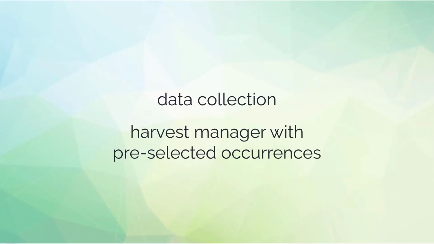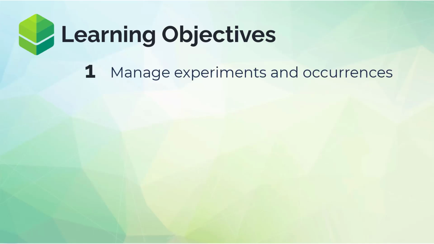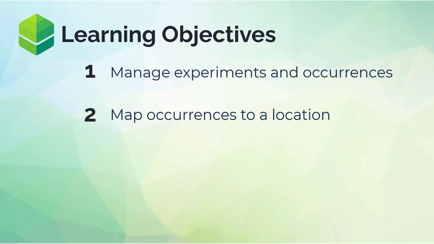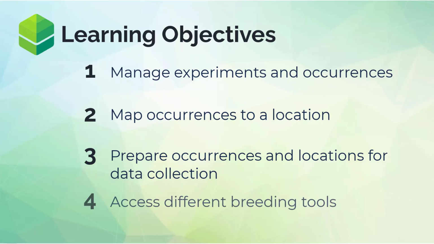From here, you can also launch other tools such as Data Collection and Harvest Manager with pre-selected occurrences as a parameter. At the end of this module, you should be able to manage experiments and occurrences, map occurrences to a location, prepare occurrences in locations for data collection, and access different breeding tools.